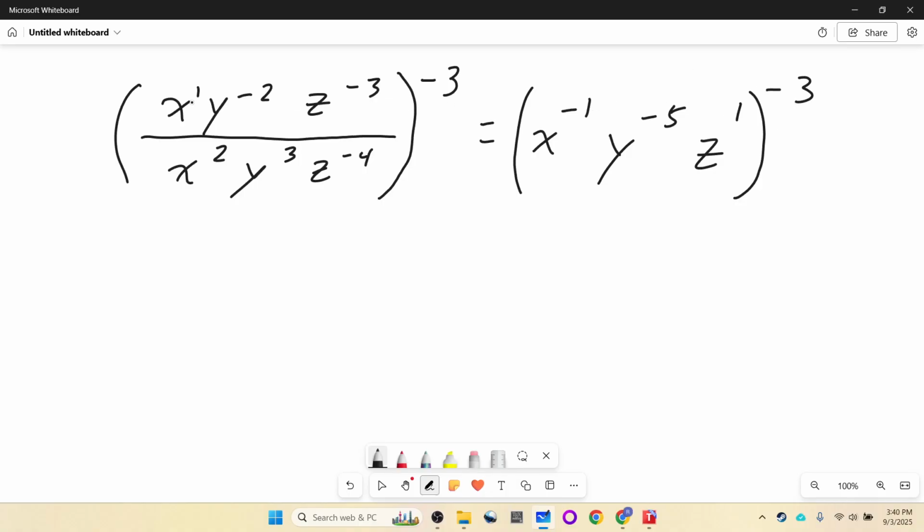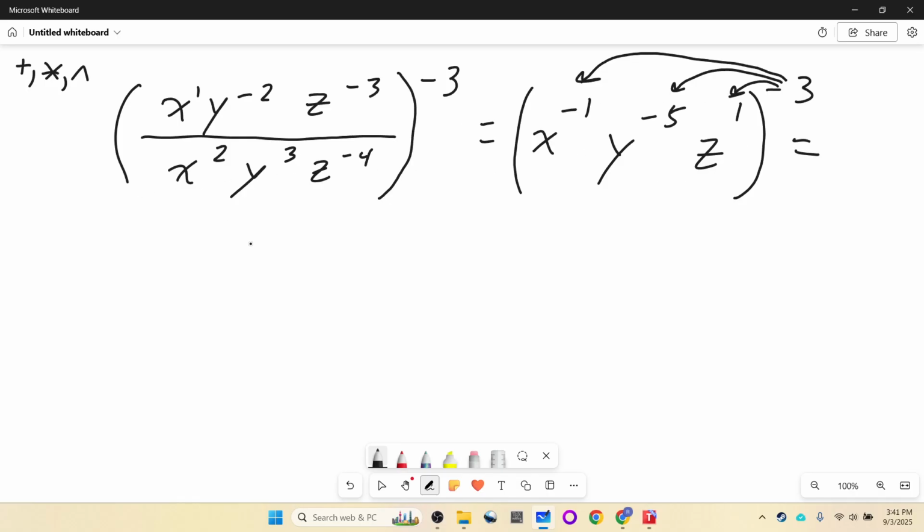Then we can distribute. Remember, addition, multiplication, exponents. Each one can distribute over the one that's one below it. So this distributes and becomes a multiplication. And that's just the way exponent rules work.